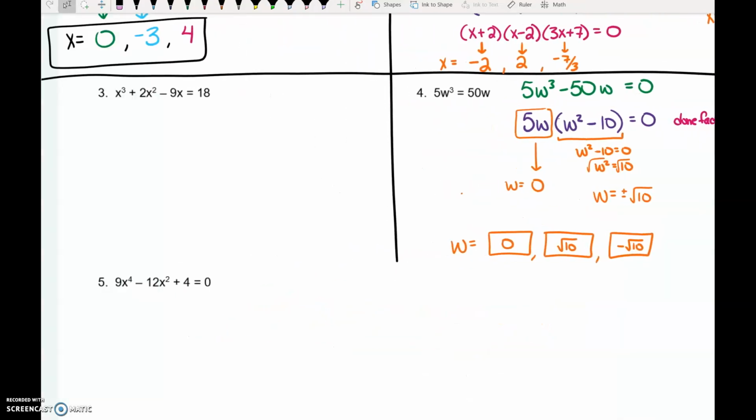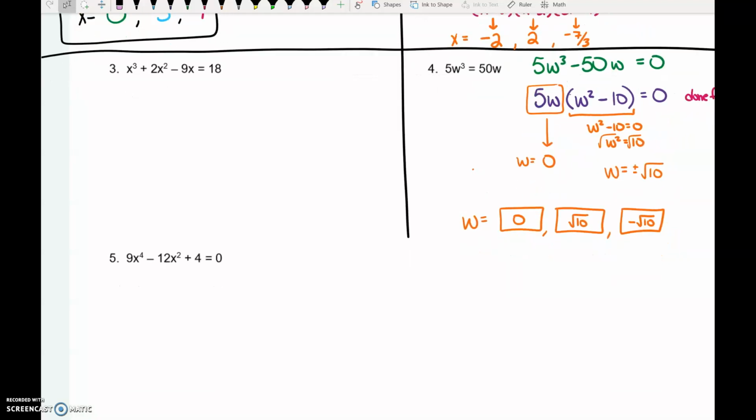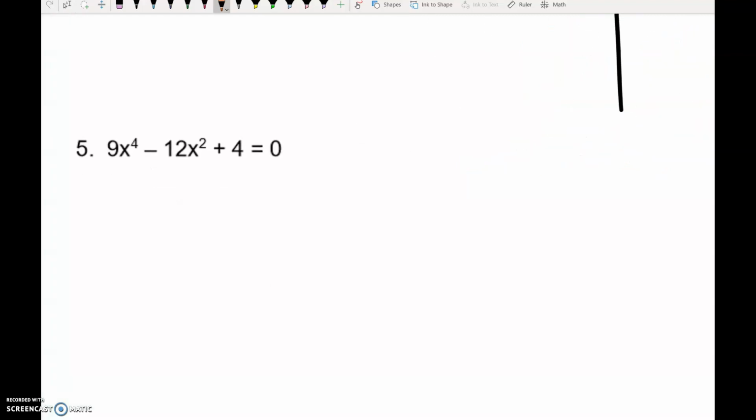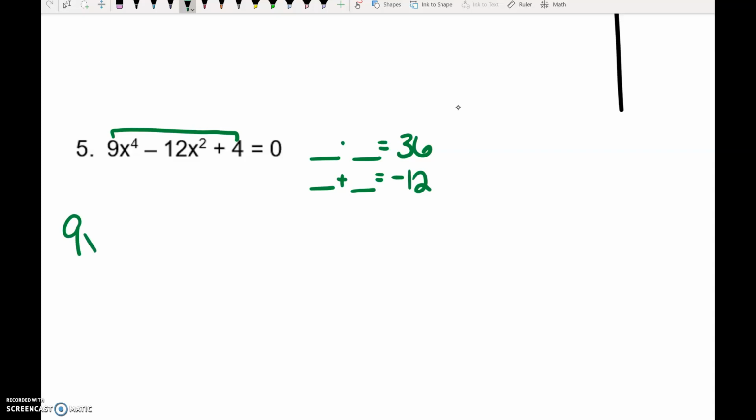Okay, let's go to number 5. There's not going to be a problem like number 5 on your assignment, so do we need to do it? No. The one thing I want you to notice, is there a greatest common factor here? No. So if you were going to factor this, you would have to multiply the 9 times the 4. You'd be looking for two numbers that multiply to give you 36 and add up to negative 12. Once you found those two numbers, you would have to take this negative 12x squared and split it into two terms so that you could do factor by grouping.